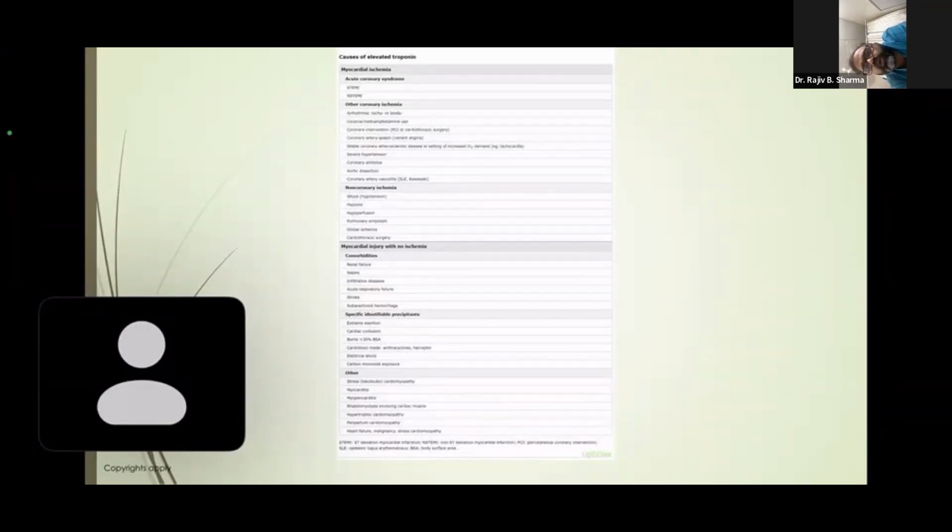Patients with cocaine causes intense vasospasm. And we do see them in our practice.